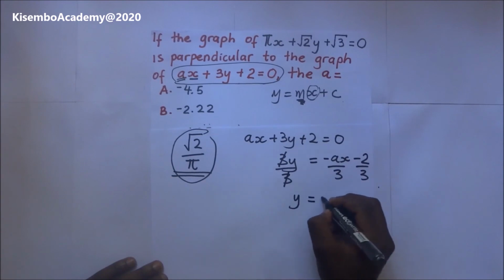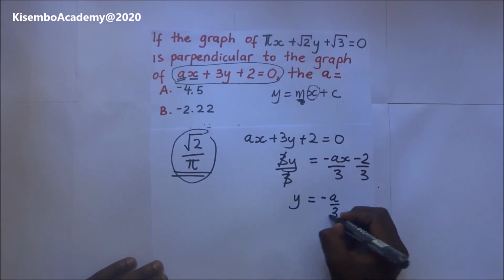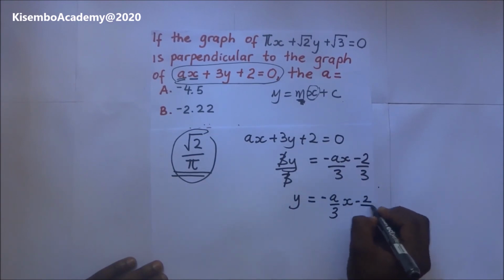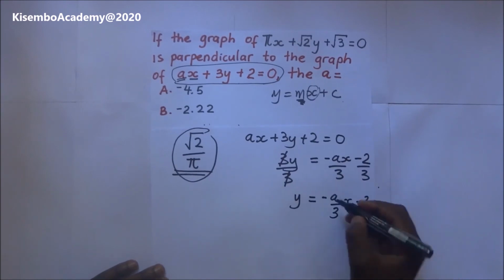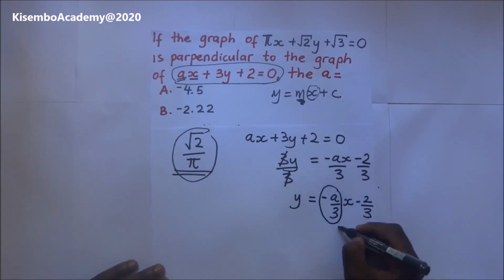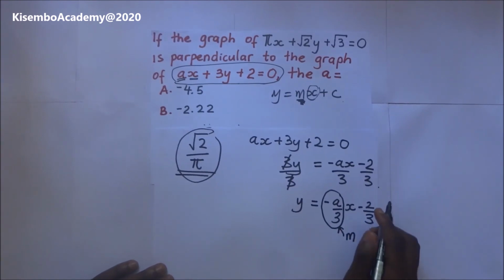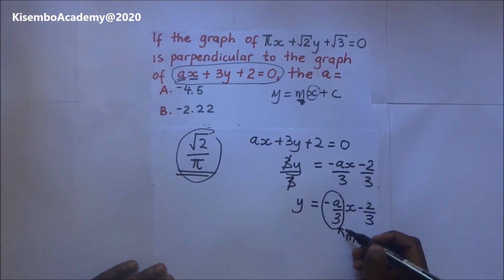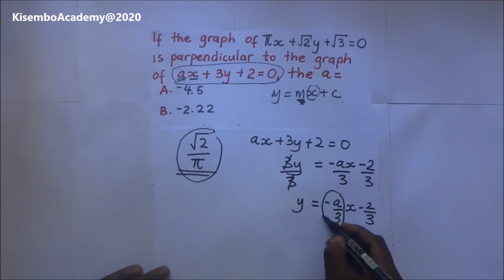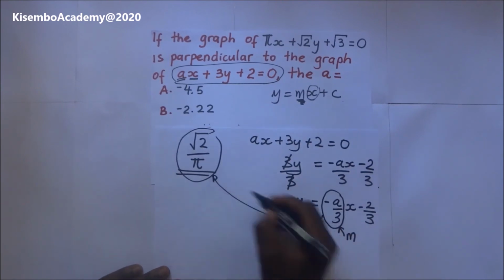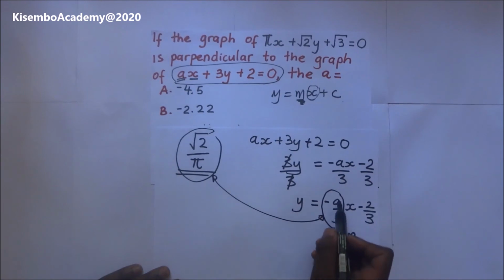Our value of y becomes negative a over 3x minus 2/3. So this is our value of m, the gradient. So what happens is that we compare this to that, we equate the two, since they are the same, to get the value of a.